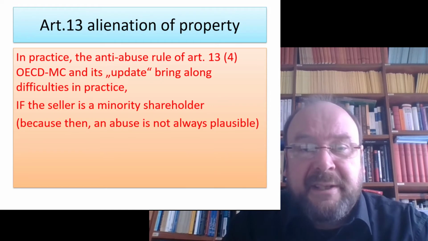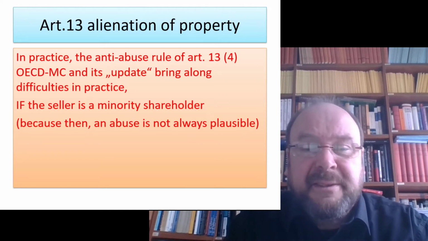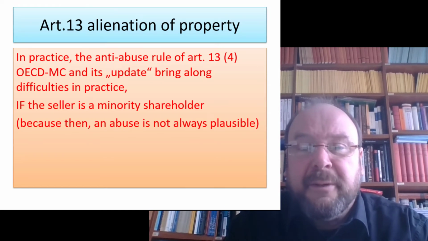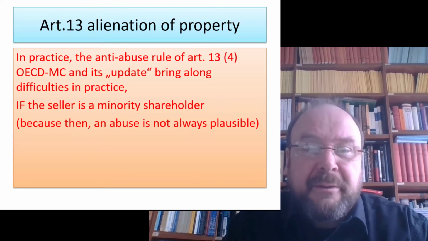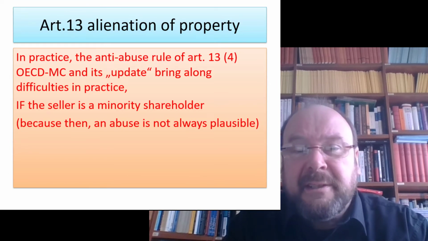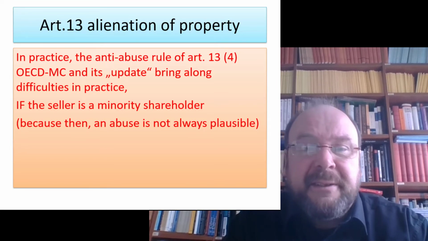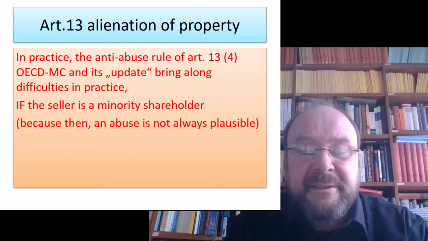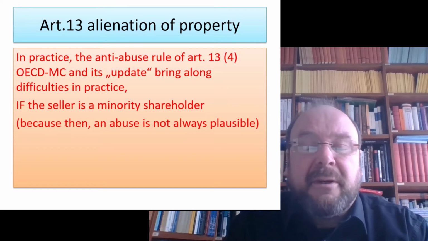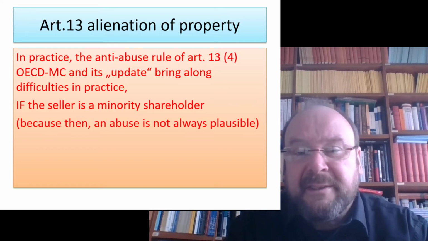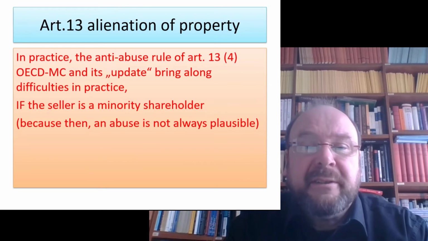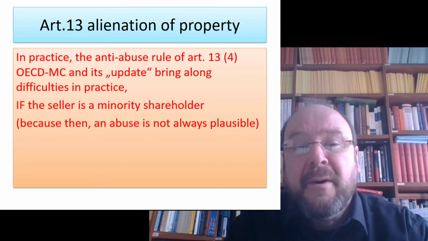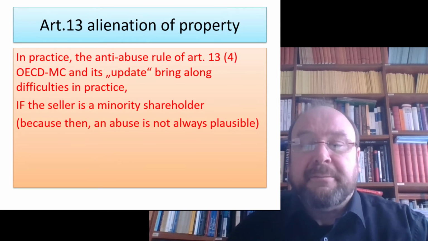That's a problem. On the other hand, if the states renounced that and would apply 13.4 not to minority shareholders, then it could easily be done that a kind of fund is set up and 10 people unite, set up a company, buy a single house, and later sell the shares in the company in order to circumvent the taxation rights of the country where the house is located. So problems over problems.